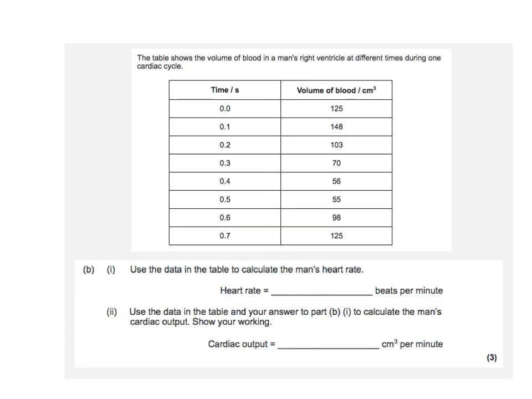Now the next question, the table shows the volume of blood in a man's right ventricle at different times during one cardiac cycle. Use the data to calculate his heart rate and then his cardiac output. We've done a question like this already. You can do it. It should take you a few minutes, so pause and play again when you are ready.